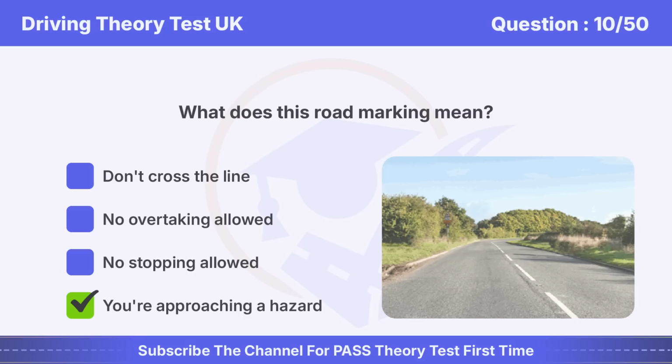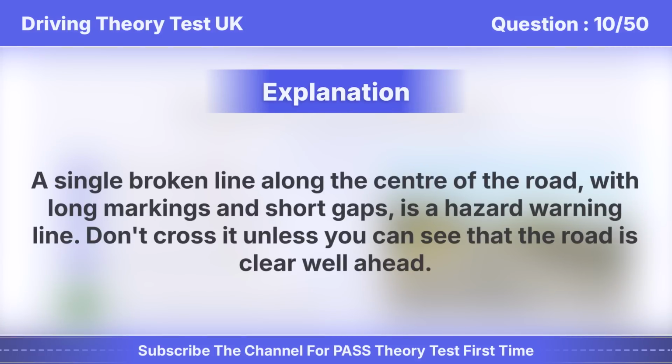Answer is D, you're approaching a hazard. A single broken line along the center of the road, with long markings and short gaps, is a hazard warning line. Don't cross it unless you can see that the road is clear well ahead.